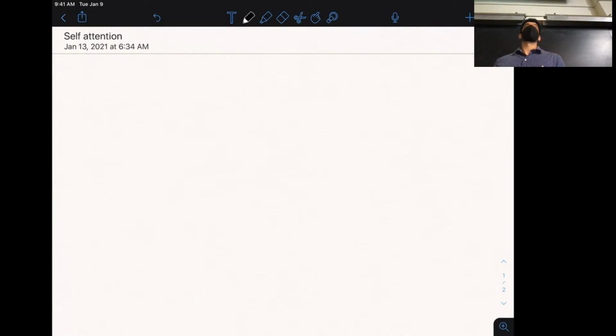We'll also look on the iPad at a more specific example of how self-attention in particular works. This is the core building block of the transformer model, which we'll be talking about on Wednesday. So yeah, let's get started.